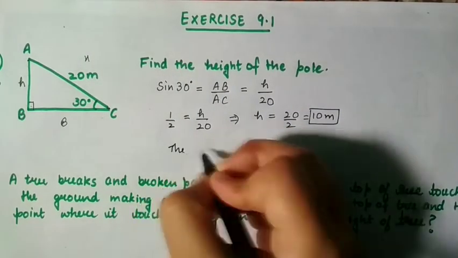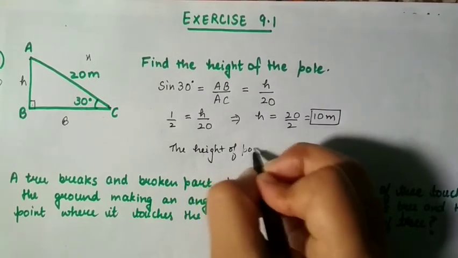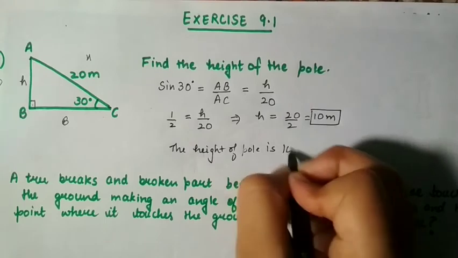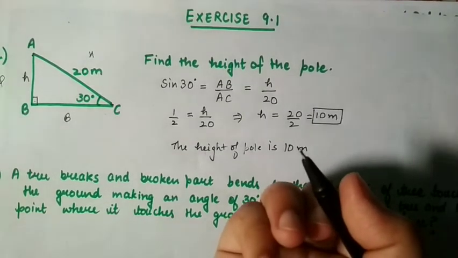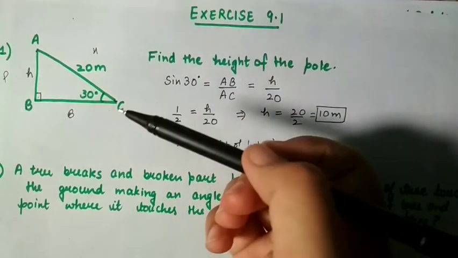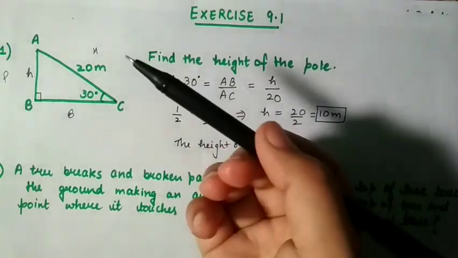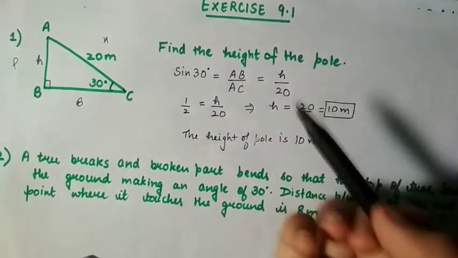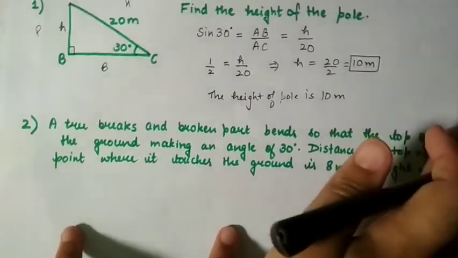So the height of the pole is 10 meters. Okay, so in this way we will solve the questions. We will use trigonometric ratios, and some sides would be given, theta would be given, or maybe theta would not be given and something else would be given. So we have to find the other things. Now see the second question.